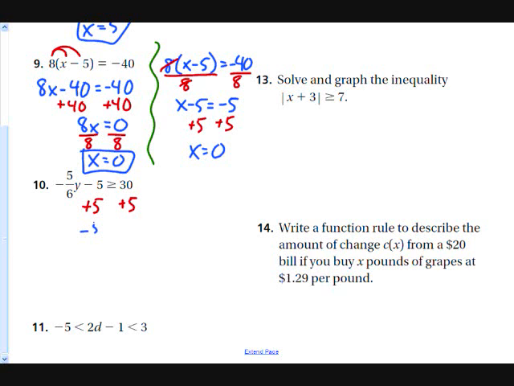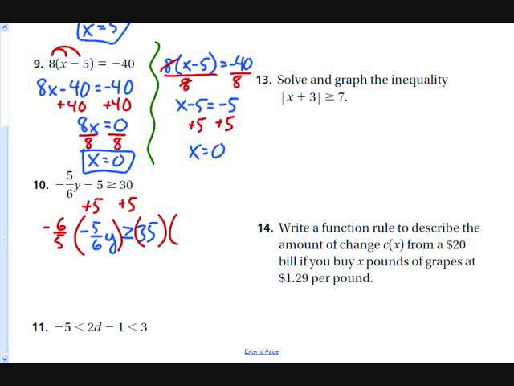So that's going to give me negative 5/6 y is greater than or equal to 35. And now here a fraction is essentially just dividing by one number and multiplying by the other. And the way we undo fractions is we multiply by the reciprocal. The reason for that is because really I'm multiplying by a negative 5/6. And if I wanted to, I could divide each side by negative 5/6, but that's the same thing as multiplying by the reciprocal, which is a negative 6/5.